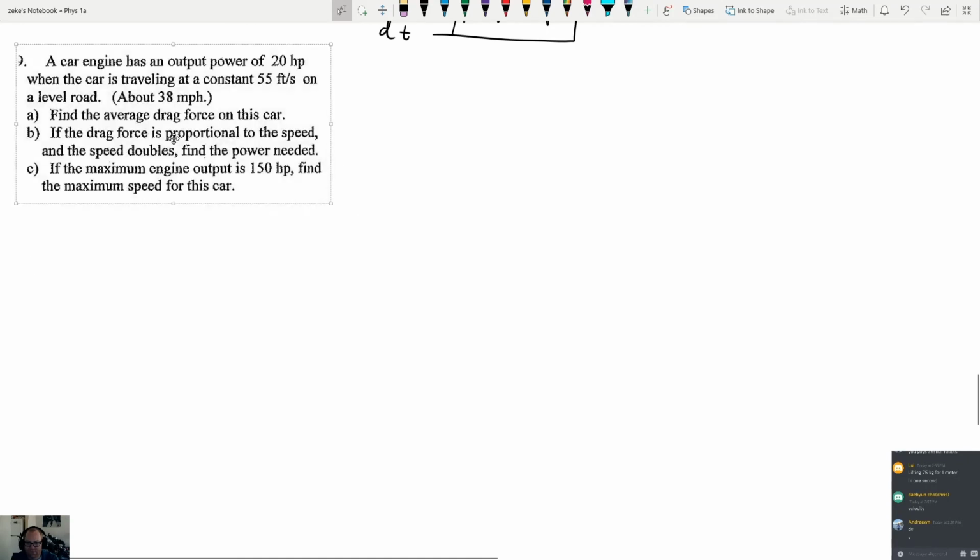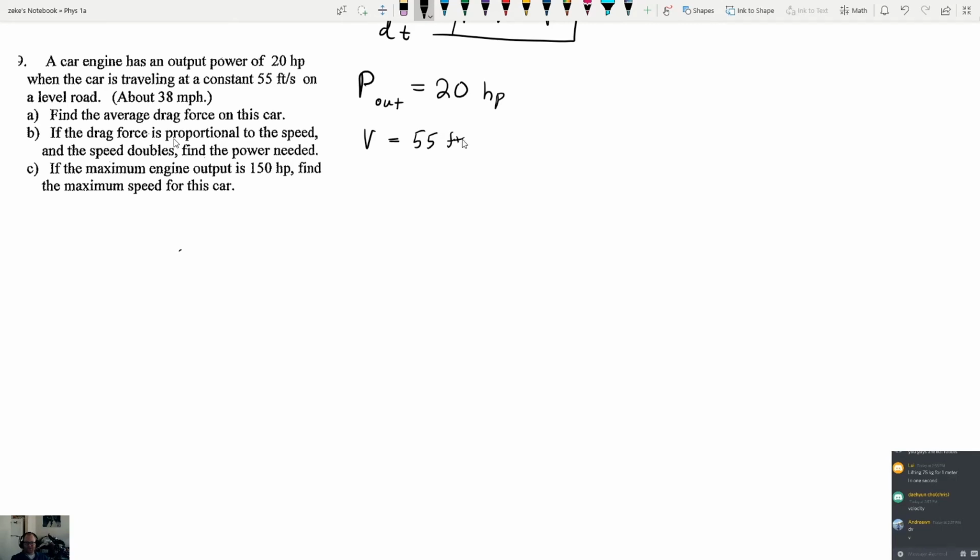All right, so this problem says a car engine has an output power of 20 horsepower when the car is traveling at a constant 55 feet per second on a level road. We want to find the average drag force on this car and then do some other things. Let's start with that. We have an output power, I'll just call it power out, of 20 horsepower coming from our car engine. And it moves with a constant speed of 55 feet per second.